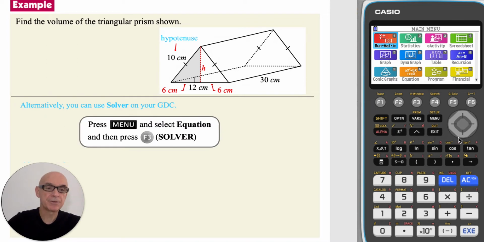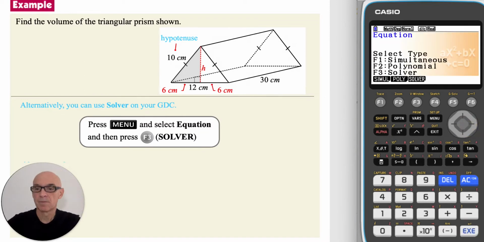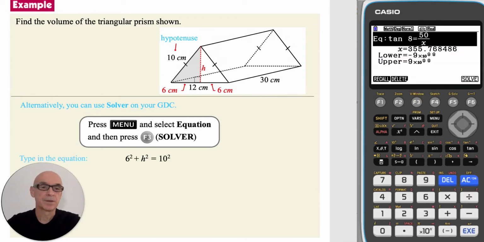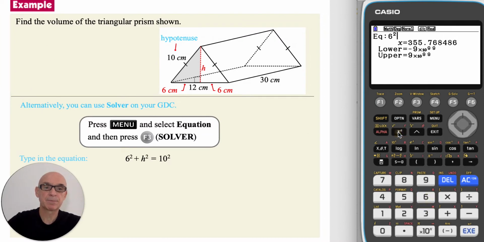From the main menu, selecting Equation, pressing F3 for Solver, and typing in the equation, so that's 6, pressing the squared button, and plus, pressing the X variable button to represent h, and the squared button, and then Shift to access equals, and 10, again pressing the squared button.